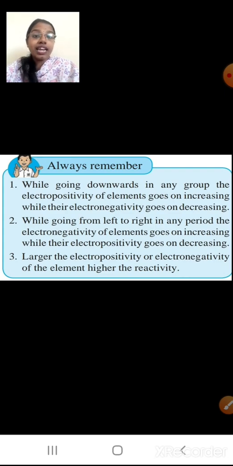Okay students, larger the electropositivity or electronegativity of the element, higher the reactivity. Now if you take the zero group elements, helium, neon, argon, krypton, xenon, are they all reacting easily? No, they don't take part in the chemical reaction easily. Why? Because they have complete octets. So they do not take part in the chemical reaction. Okay, did you understand this?